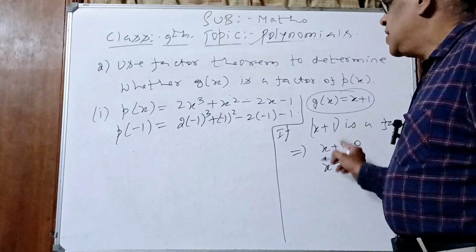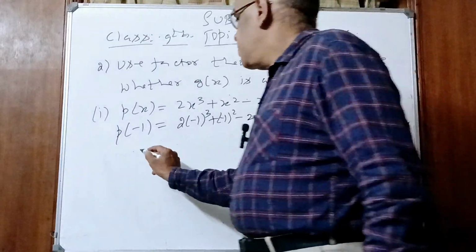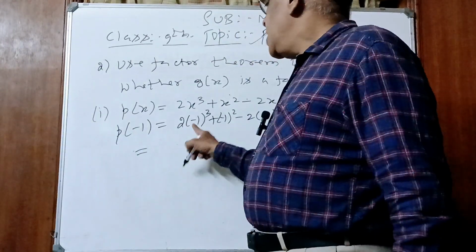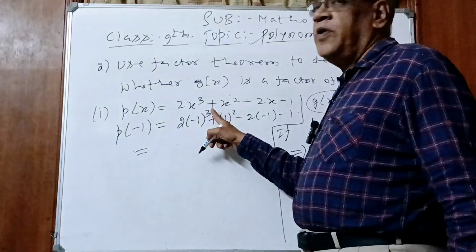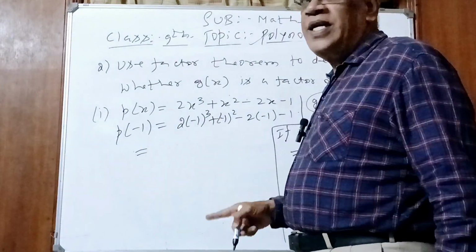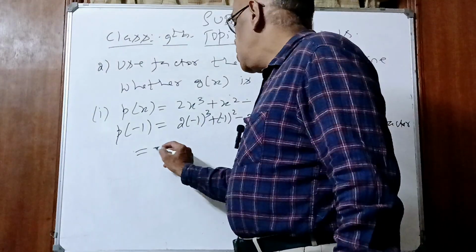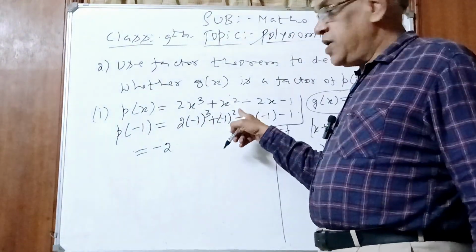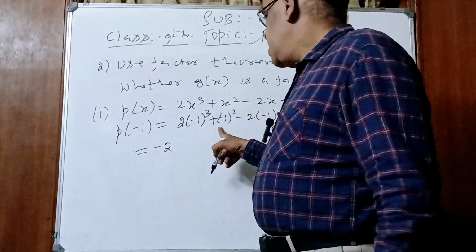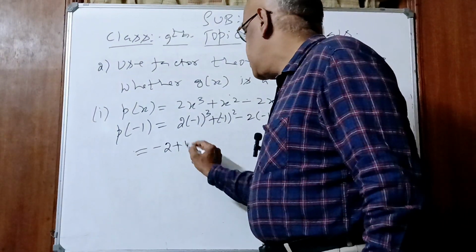Please practice this, children. So come here. What is minus 1 cube? I said the power is odd. Minus 1 raised to a power which is odd, then the minus sign remains. Minus 1 squared, power even of a negative number, then it becomes plus 1.